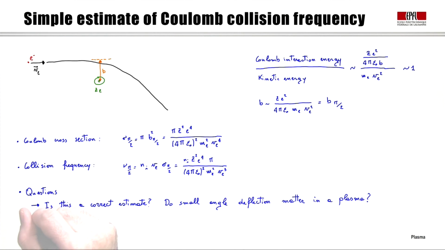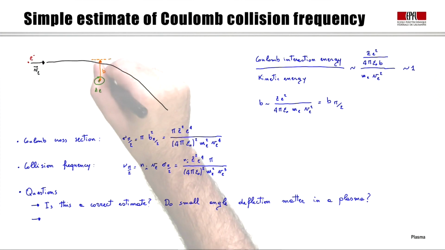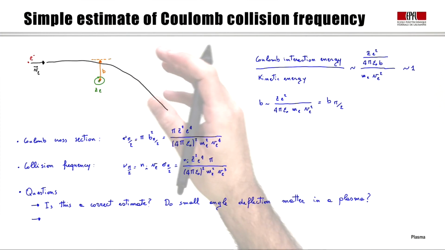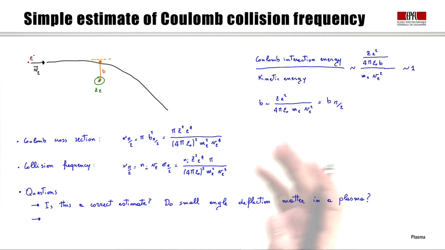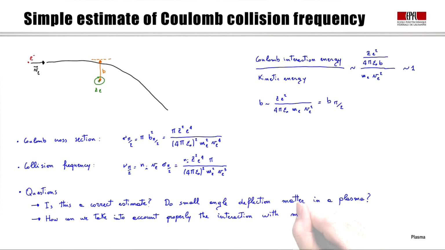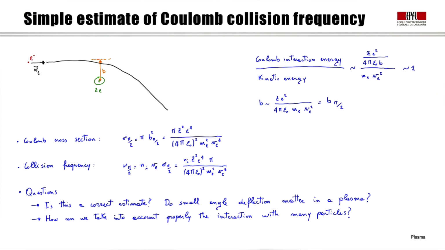And second question. Here we have looked at the interaction of the electron with one single particle. Instead, as we know, there are many charged particles in a plasma. So how can we take into account properly the interaction with many particles? These are two questions that we are going to address with a more rigorous estimate of the collision frequency.